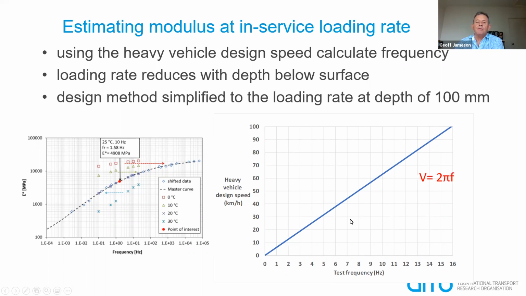So this is a simplified procedure that's been developed based on the loading rate at a depth of 100 millimetres below the surface. So a single value, or a single depth below the surface, for all asphalt layers, regardless of the depth of an asphalt layer below the surface.